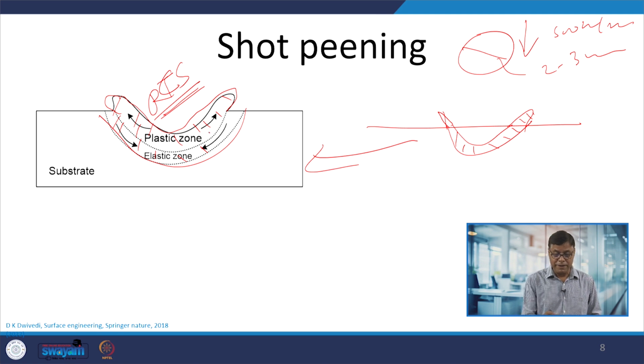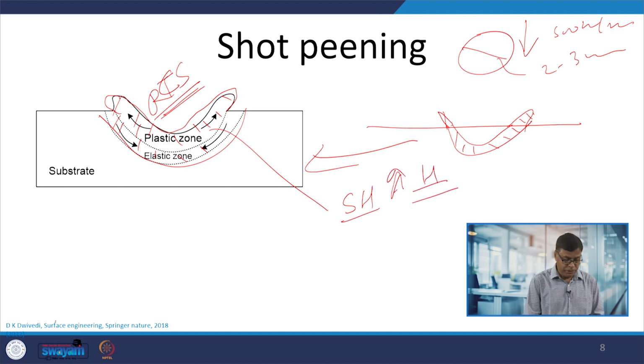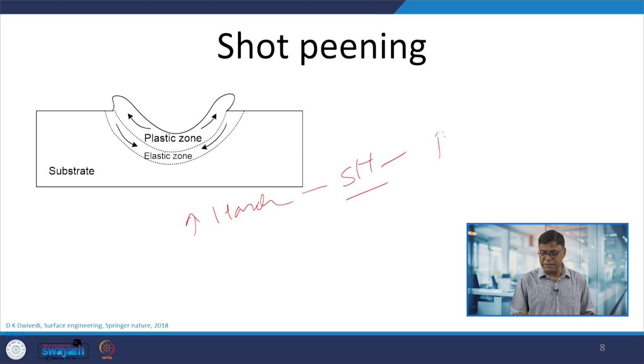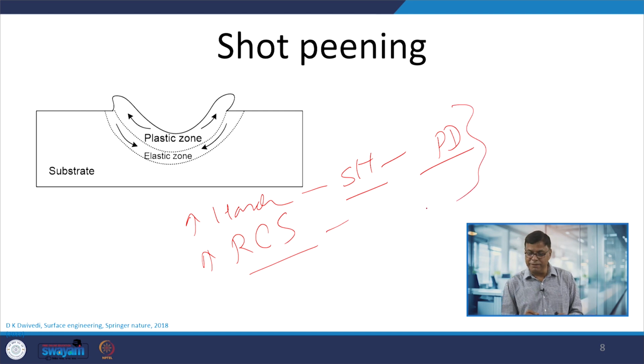At the same time, this plastic deformation will be causing strain hardening, that in turn will be increasing the hardness. So, shot peening will be doing two things. One, increased surface hardness due to the strain hardening occurring due to the plastic deformation of the near surface layers, and development of the residual compressive stress.